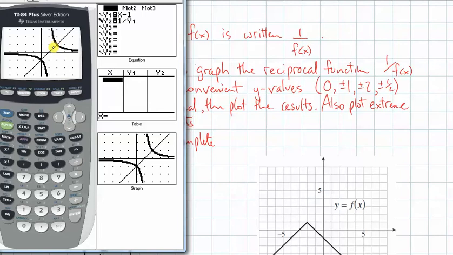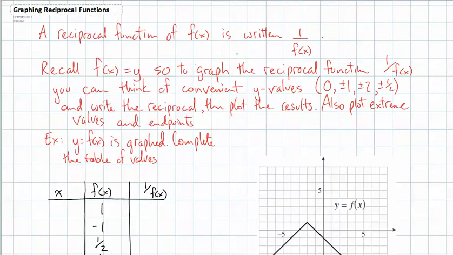One more thing. On the line, the y value right here is 1/2. The reciprocal of 1/2, 1 over 1/2, is 2. And basically this is how you'd go about graphing reciprocal functions if you weren't using a graphing calculator. So let's work through an example now. Just want to recall, we want to think of convenient y values for f of x because f of x means y. Think of 0, 1, negative 1, 2 and negative 2, half and negative half. Write the reciprocal, plot the results.